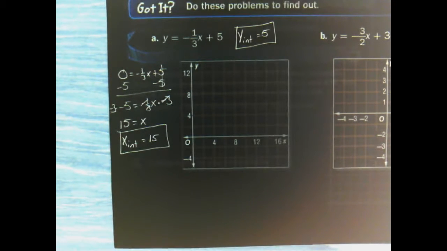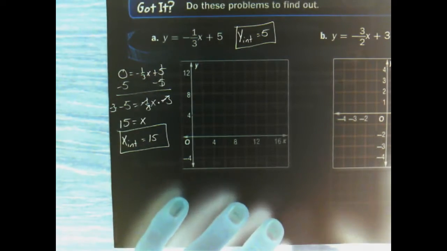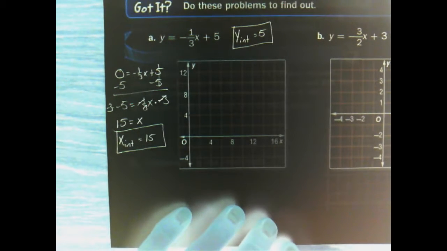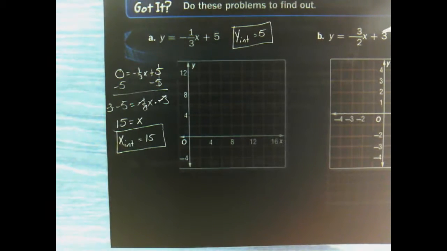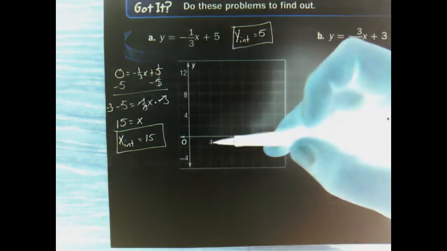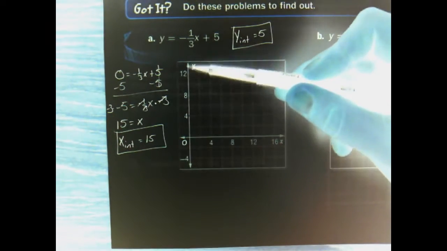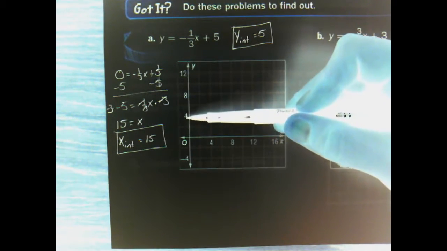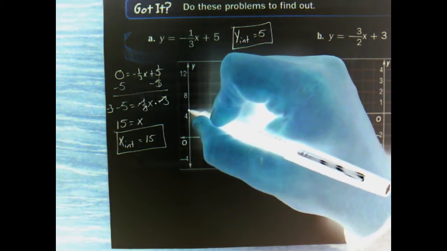Okay, x-intercept is 15. So, again, to graph these, all you have to do is plot both the x and y-intercept and draw your line. My y-intercept is at 5. I look along my y-axis here. I'm going by 2s. 2, 4, 5 will be right in between there.